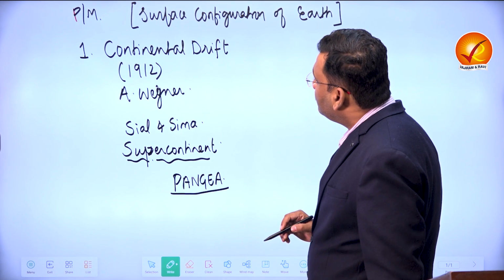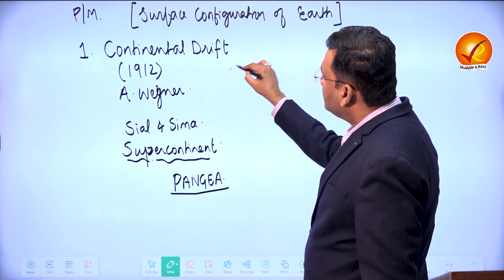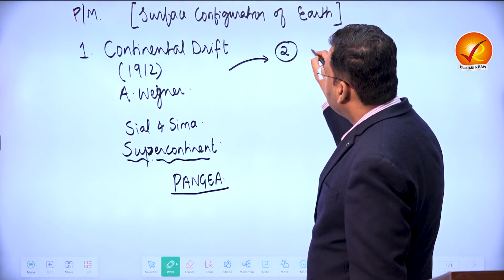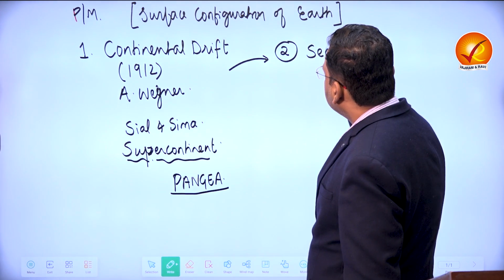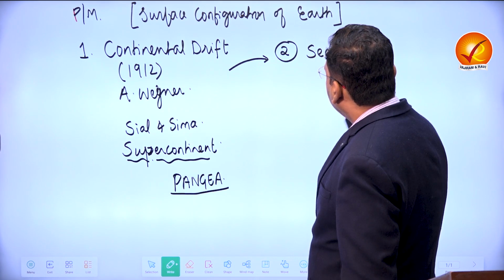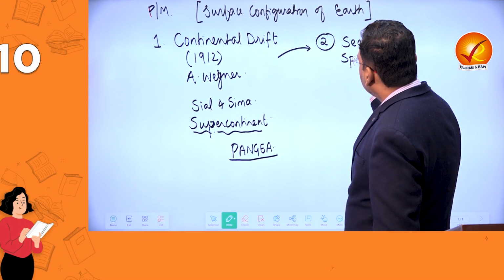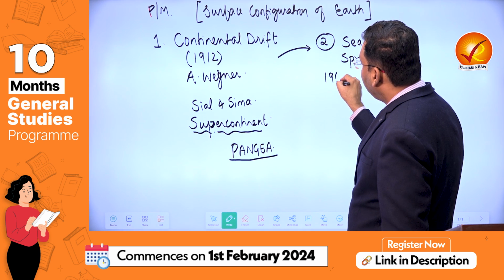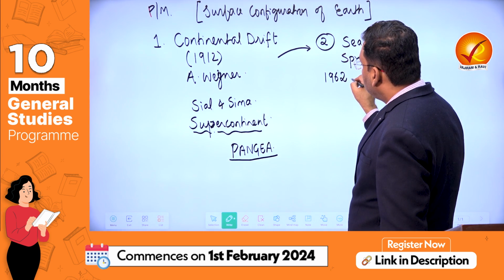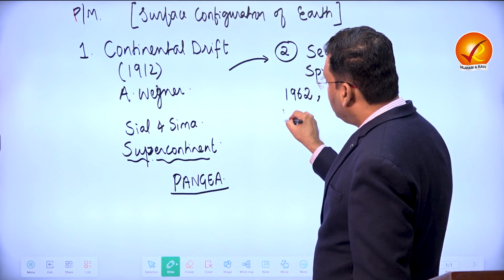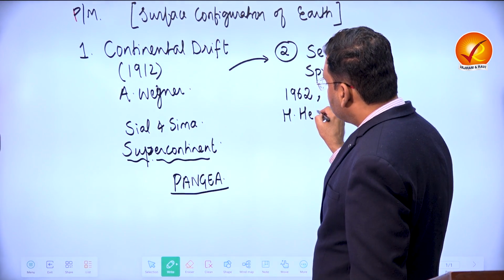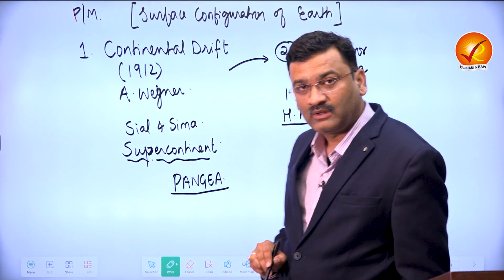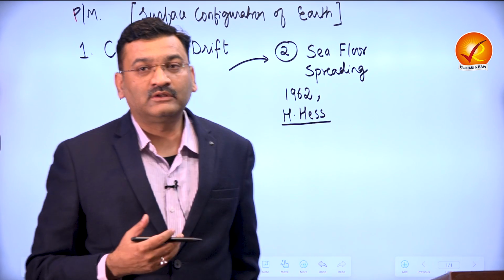Now this theory came with certain drawbacks, limitations. This led to the second concept. This was the concept of sea floor spreading. The theory of sea floor spreading was published in 1962, and this was given by Harry Hess. So the focus of Hess was on the ocean floor.